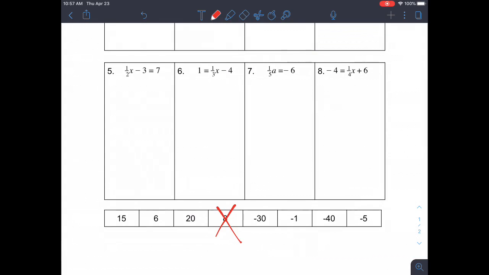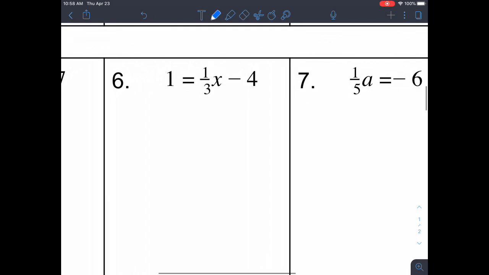And let's pick from the second row, because now I see that, oh no, we have some fractions. Let's start with number 6. So I'm going to zoom in on number 6. It tells us 1 equals 1/3 of x minus 4. So again, I'm going to draw a line down so I can tell which side I need to focus on. And I want to get this 1/3 x alone. So how do I get that alone?